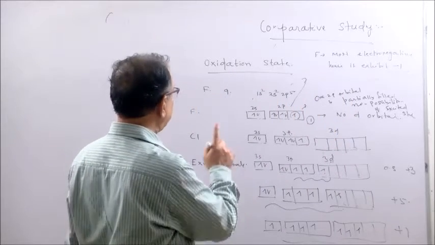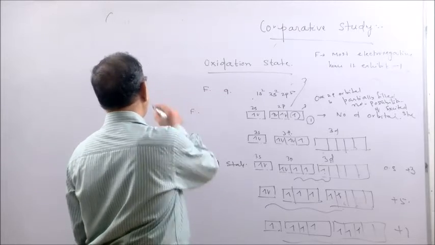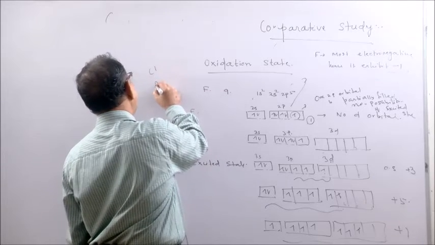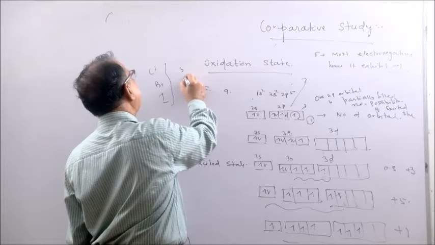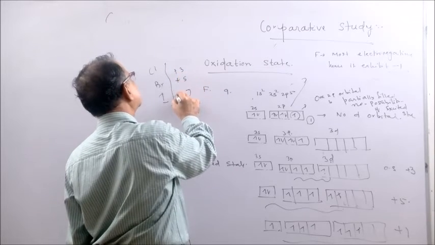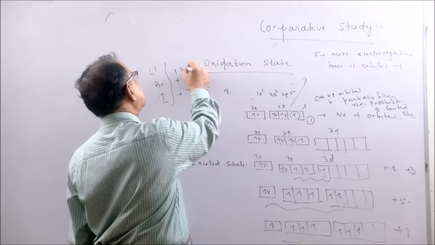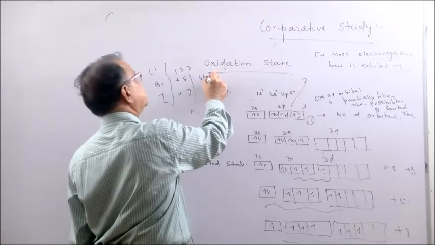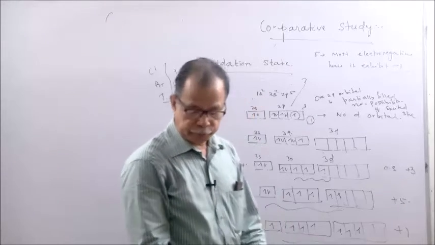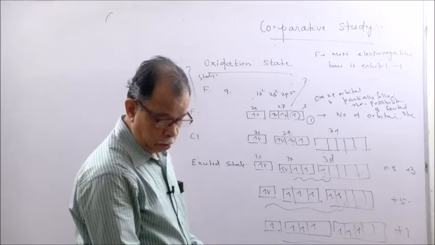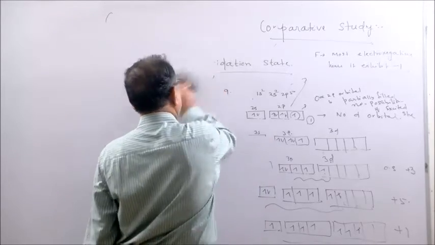Then only fluorine exhibits just -1. What about the others? Chlorine, bromine, iodine exhibit +3, +5, +7 states, besides these states. This is the oxidation state of halogen elements. Then we'll show some chemical properties I will discuss.